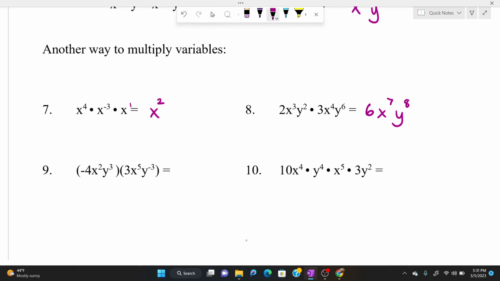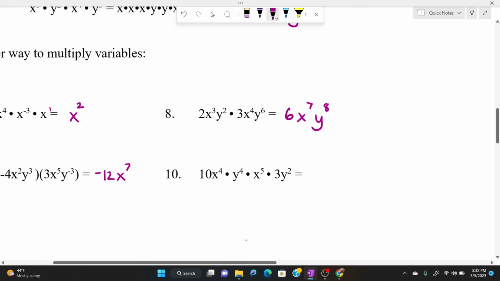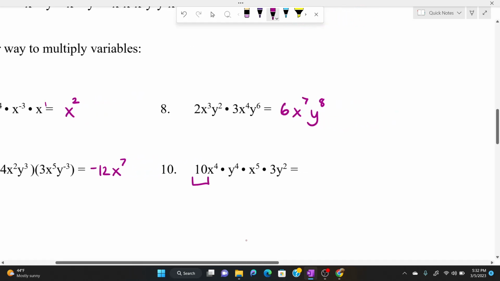Here we go. Another way of writing it. Now they use parentheses. Still multiply the coefficients. Negative 4 and positive 3, negative 12. And then x to the seventh. And so this would be y to the 0 if you add 3 and negative 3. And that will be just 1, so I don't need it. Multiplying by 1 doesn't do anything since it is the multiplicative identity, which is just a fancy way of saying if you multiply by 1, you don't do anything. 10 times 3 is 30. Then x to the ninth and y to the sixth.